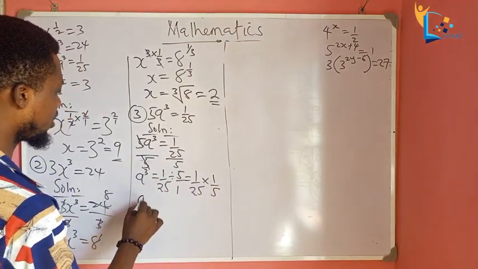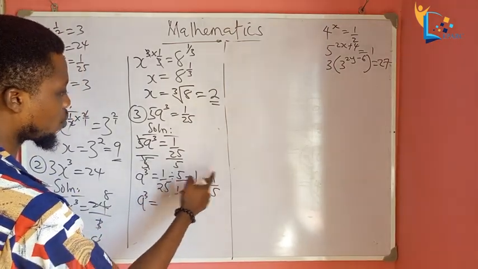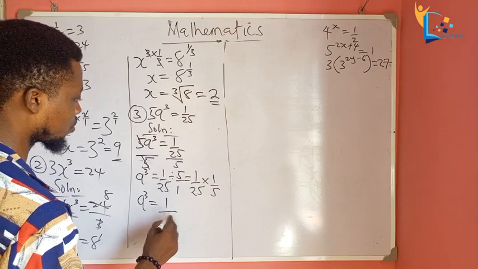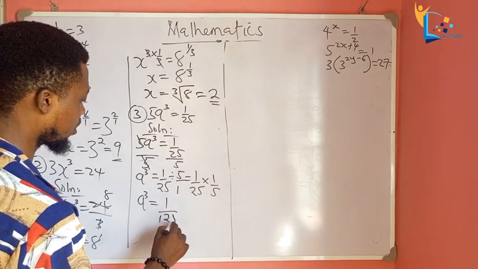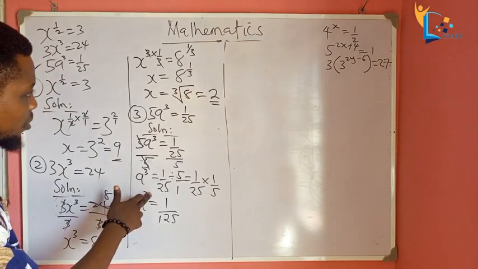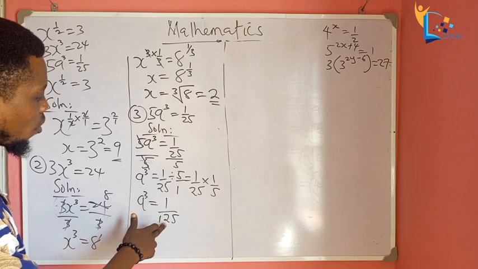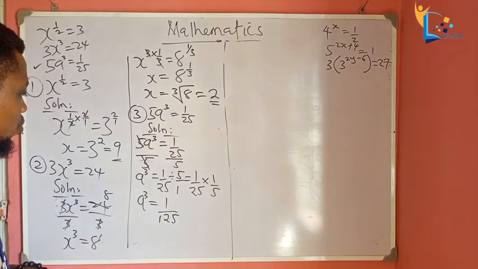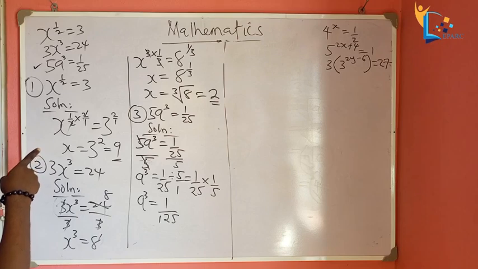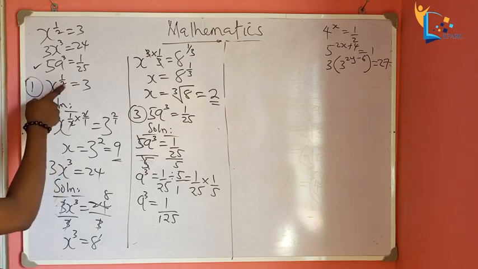Okay? So a raised to the power of 3 is equal to 1 times 1 is 1. 25 times 5 will give us 125. Alright. So now we have a raised to the power of 3 equal to 1 all over 125. Now how do we solve this? This is looking like the first one here, our question number 1.